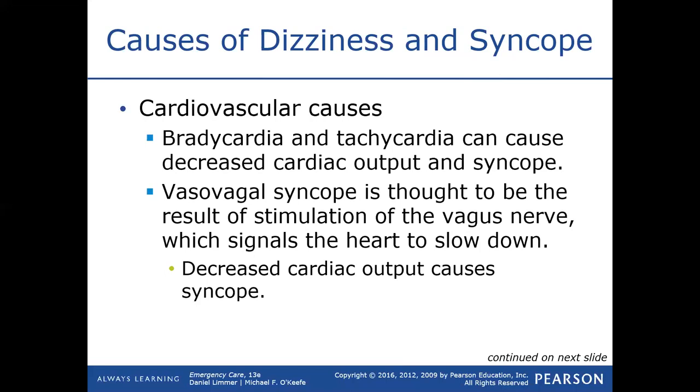And a lot of times it can be a cardiac related issue, a heart issue. So it is important for these people to go get their heart checked out. Cardiovascular causes, like I just said, bradycardia, which is a low heart rate, and tachycardia, which is a high heart rate, can cause decreased cardiac output and syncope. Vasovagal syncope is thought to be the result of stimulation of the vagus nerve, which signals the heart to slow down.